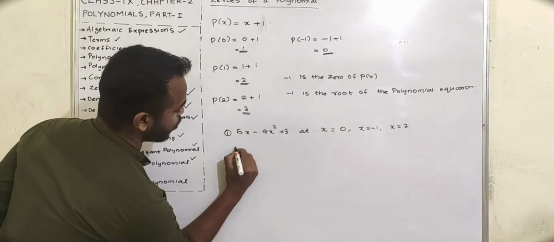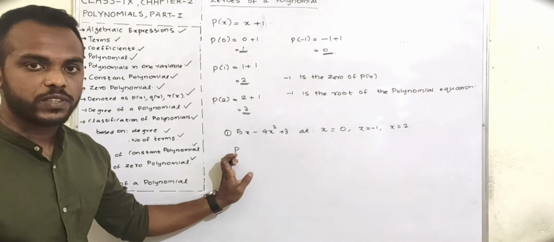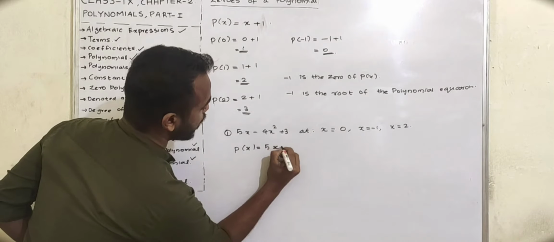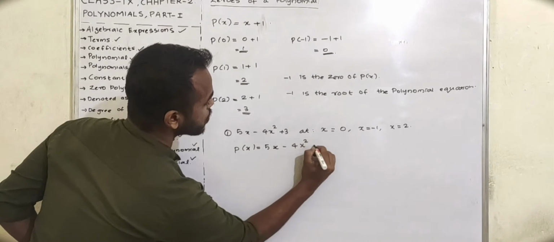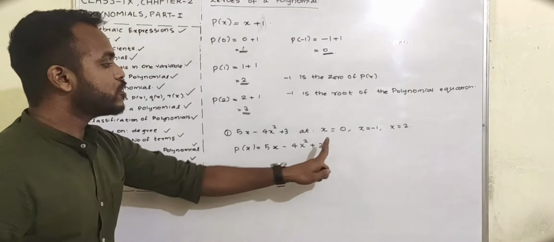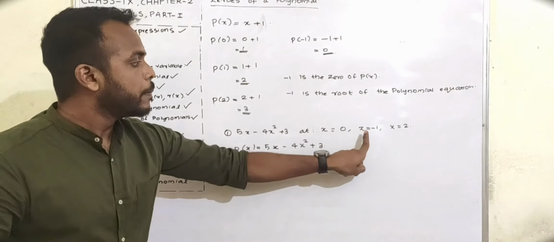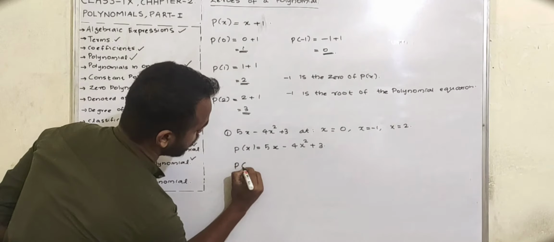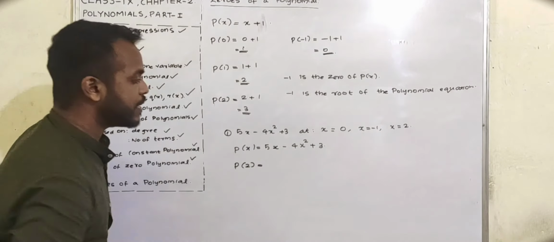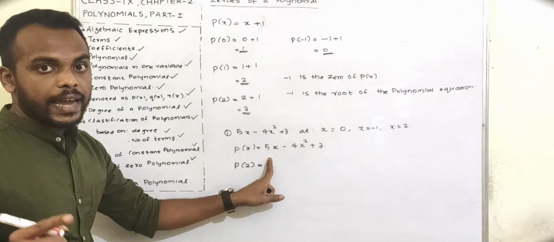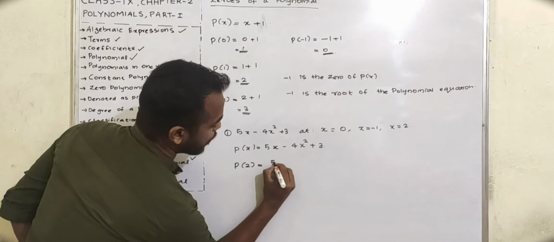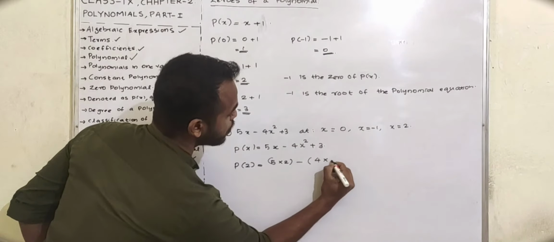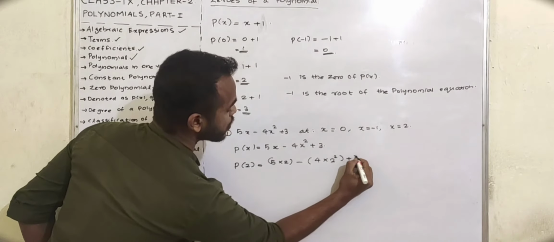So this is the polynomial. So whenever you are given question of this sort, first you should write p of x is equal to 5x minus 4x square plus 3. Then we should find the value of p of 0, p of minus 1, p of 2. I will help you to find the value of p of 2. So p of 2 can be easily found by just substituting x as 2. So what happens? 5 into 2 minus 4 into 2 square plus 3.